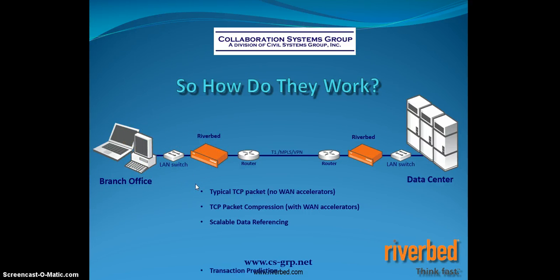Third thing we do is transaction prediction. The Steelheads talk together. We don't wait for all the network ACKs across. We get that information as quickly as we can to the Steelhead on the other side based on our compression and based on our scalable data referencing, our deduplication, and again, we're able to deliver that on the high-speed LAN segment to your branch office user. Those are the three things that the Steelheads do.